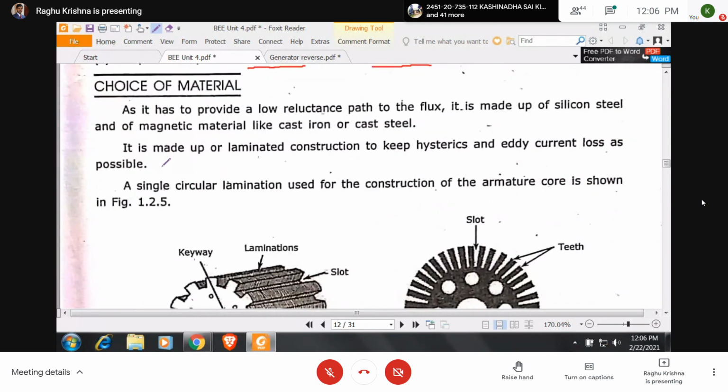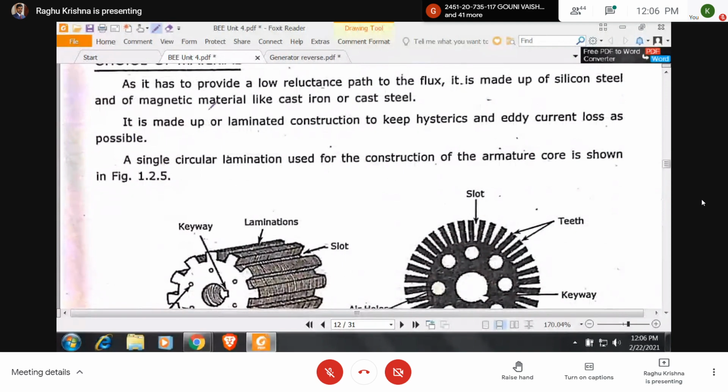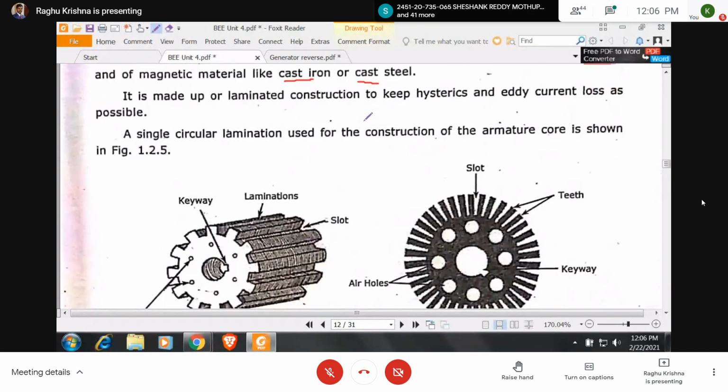Now, choice of the material. As it has to provide a low reluctance path to the flux, it is made up of silicon steel, or some magnetic material like cast iron or cast steel. It is made up of laminated construction.